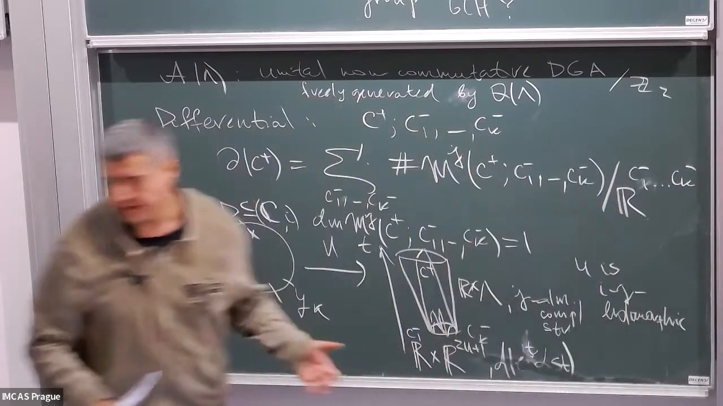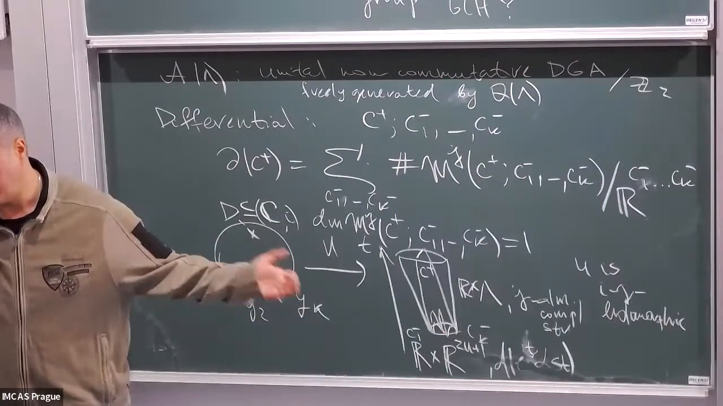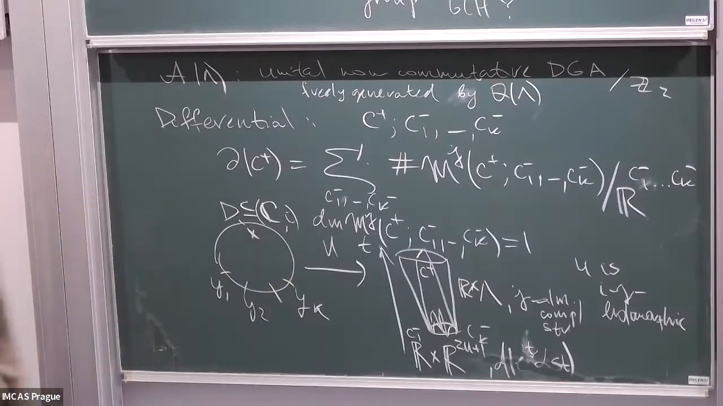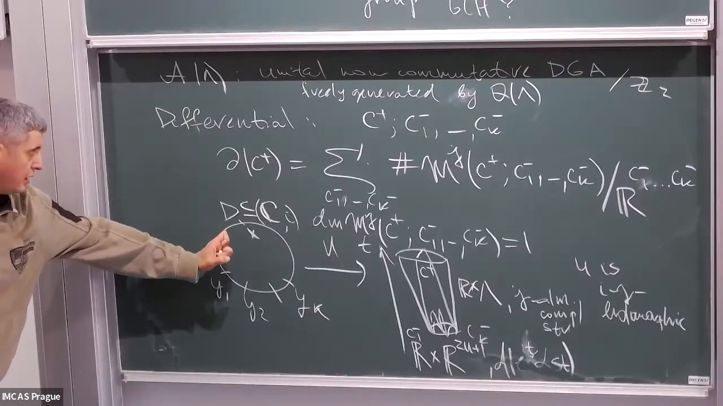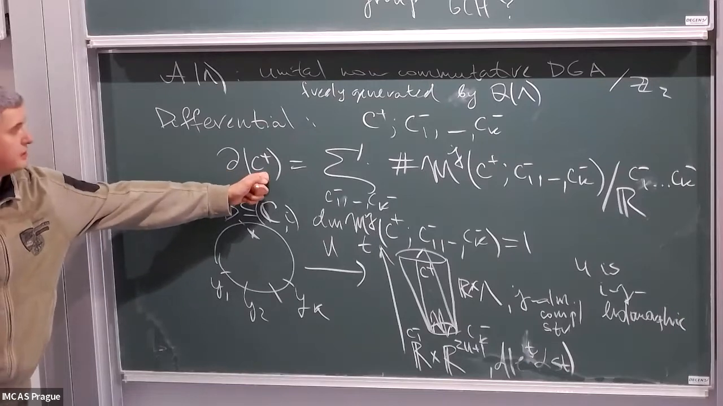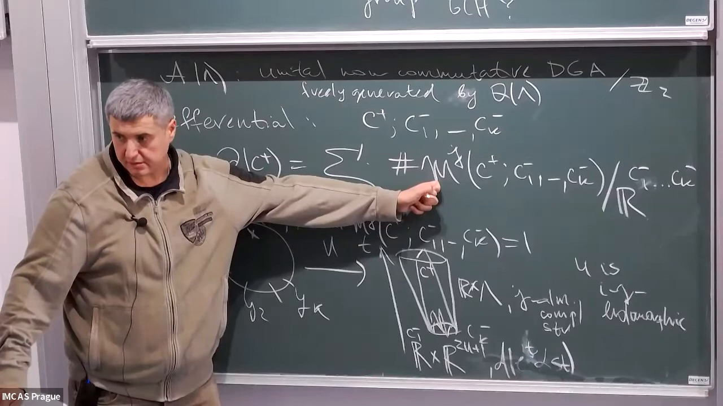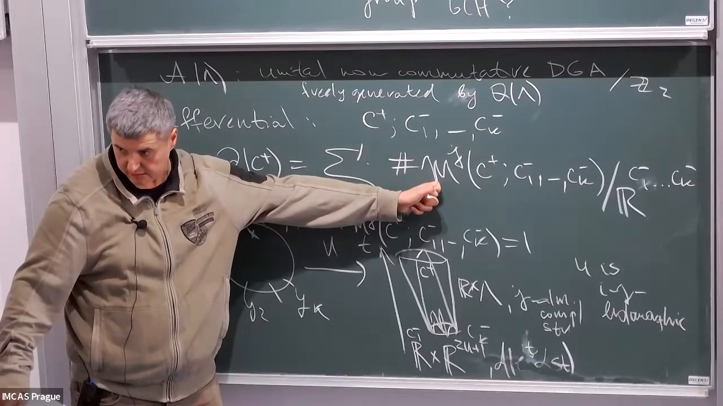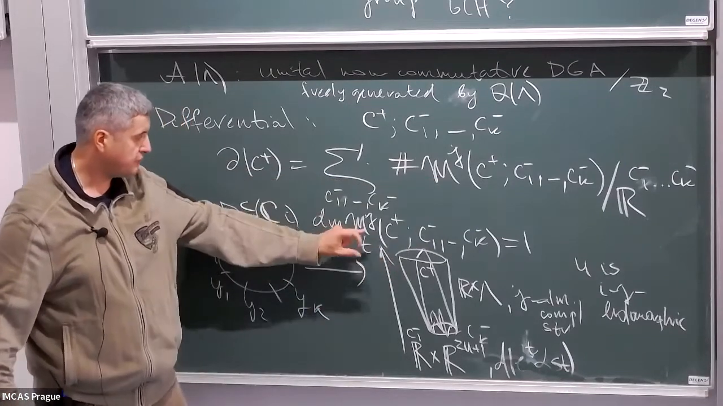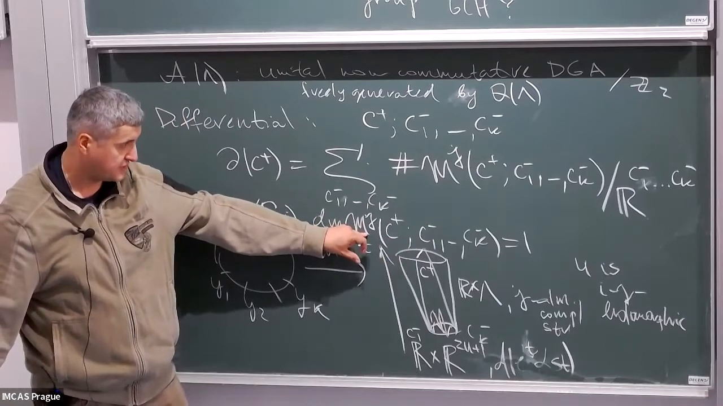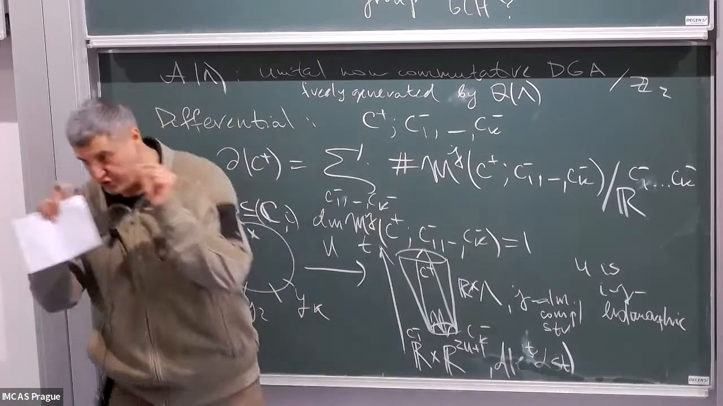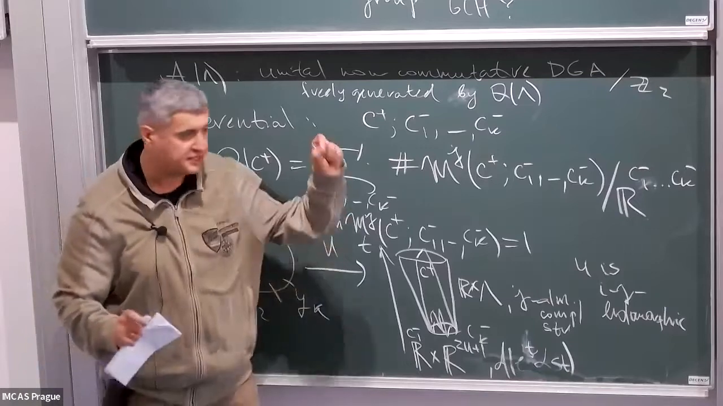In other words, it satisfies the Cauchy-Riemann equation with respect to I and J. Okay. So now D of C plus is a count of the number of elements in the moduli space of such disks, with the property that this moduli space has dimension 1. So it should have some geometric structure, first of all. It has dimension 1.